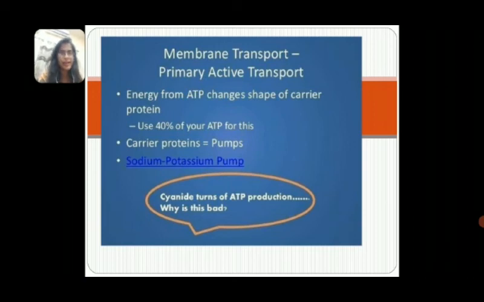Coming to the last part, primary active transport. Energy from ATP changes the shape of the carrier protein and uses 40% of your ATP for this. Okay, for example, sodium potassium pump.